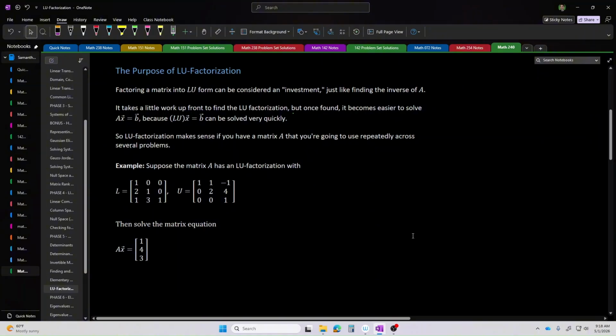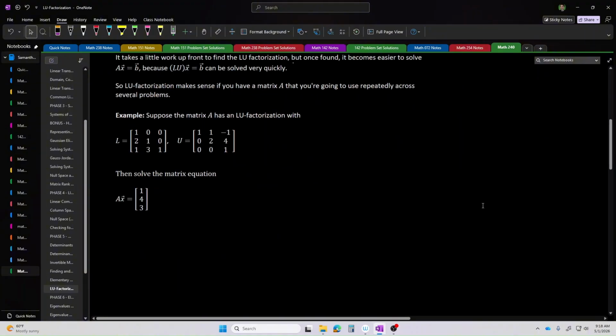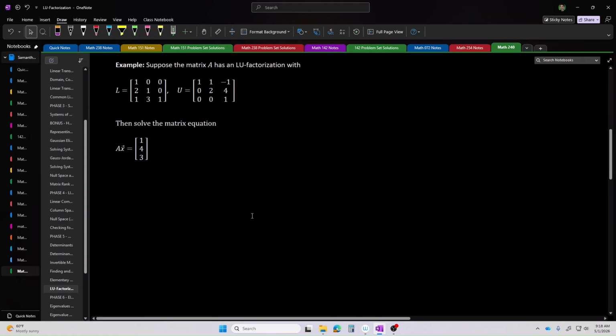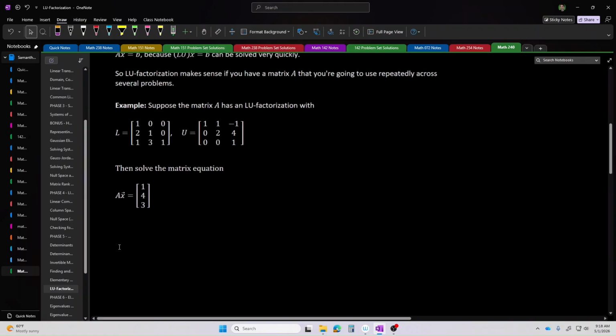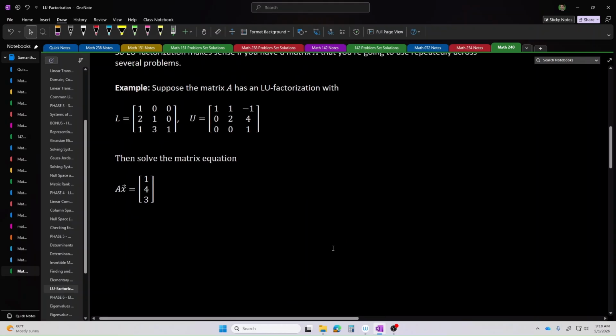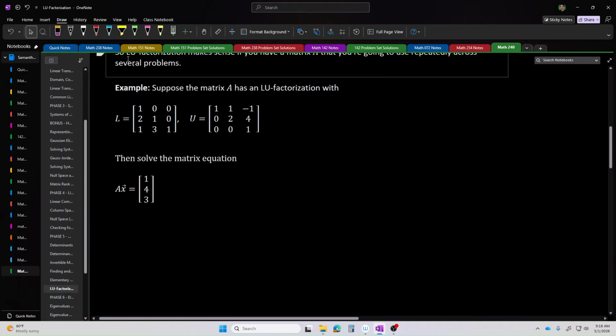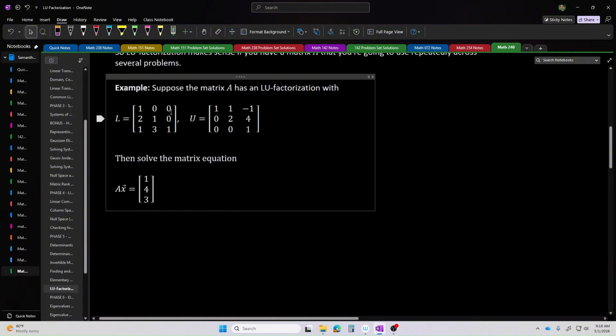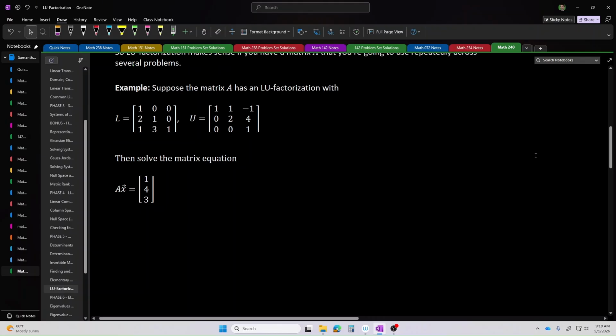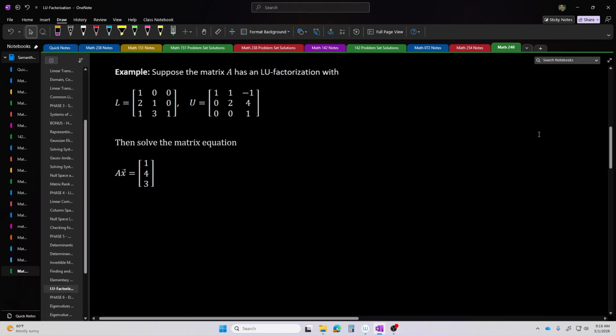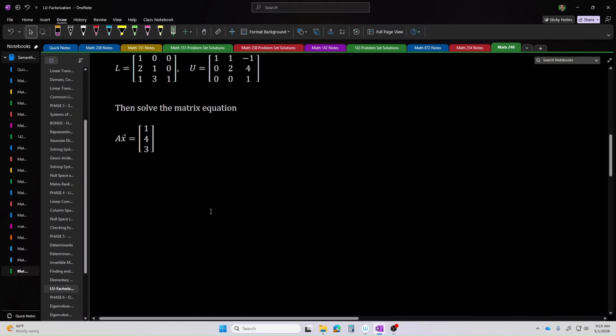The purpose of LU factorization is that it can make matrix equations involving A easier, in some sense, to solve. To give you an example of that, suppose that we have a matrix A and its LU factorization has the lower triangular part 1, 0, 0, 2, 1, 0, 1, 3, 1, and an upper triangular part 1, 1, minus 1, 0, 2, 4, and 0, 0, 1. Using this LU factorization, let's go ahead and solve this matrix equation involving A. A times x needs to equal 1, 4, 3, that vector.